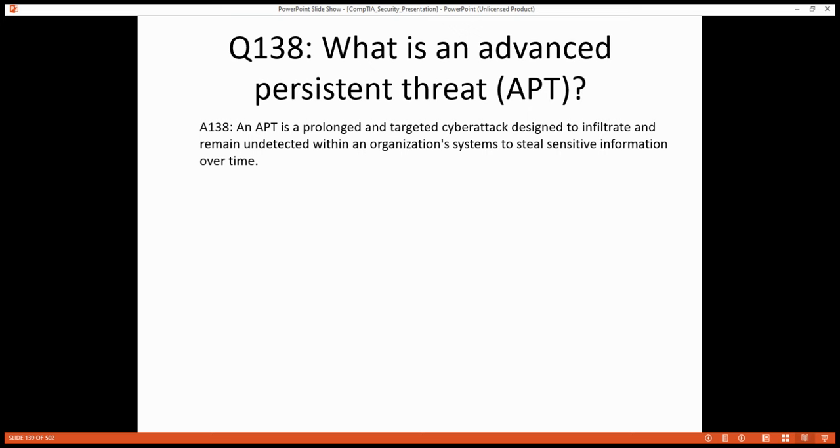Q138. What is an advanced persistent threat, APT? A138. An APT is a prolonged and targeted cyber attack designed to infiltrate and remain undetected within an organization's systems to steal sensitive information over time.